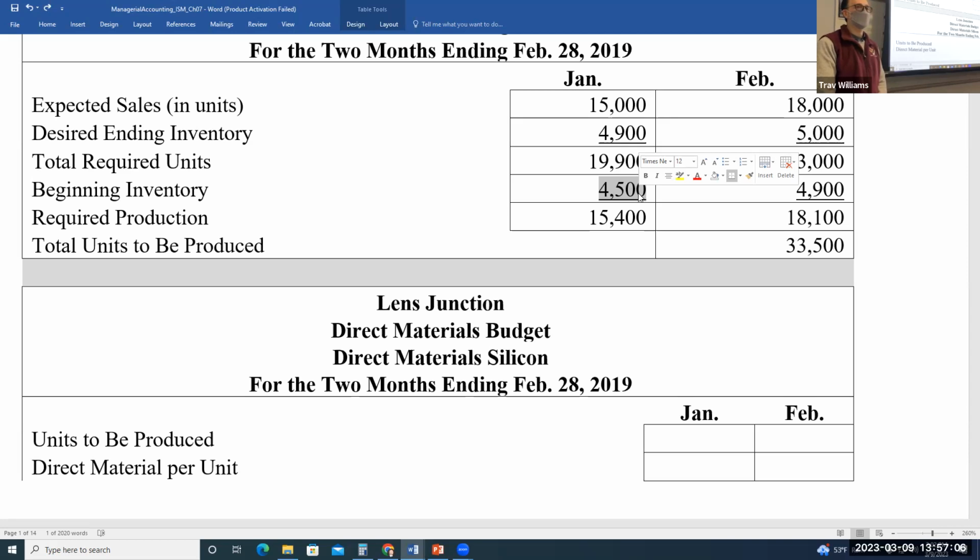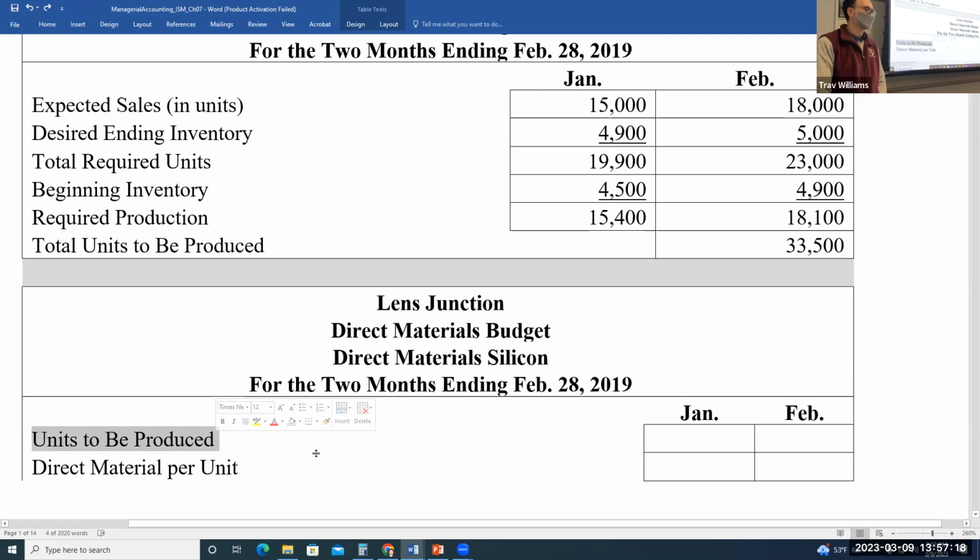Shall we move on to the direct materials budget? We're going to start with the silicon. And the first thing we need to put is how many units of product to produce. So what do we put there? What was that? 15,400. Okay, exactly. So Drew pointed out, we've got required production that we just calculated is the same as units to be produced. Just bring that down.